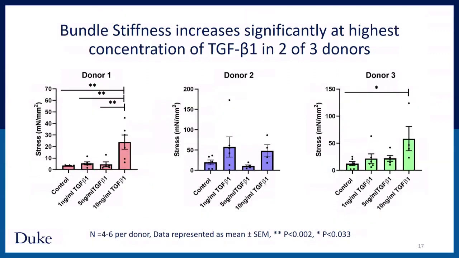And also, these treatments lead to an increase in stiffness. As you can see here, for donor 1 and donor 3, we see a significant increase in muscle stiffness upon TGF-beta treatment. For donor 2, we also see an increase, but because of the large variance in these samples, we couldn't get a statistical difference.